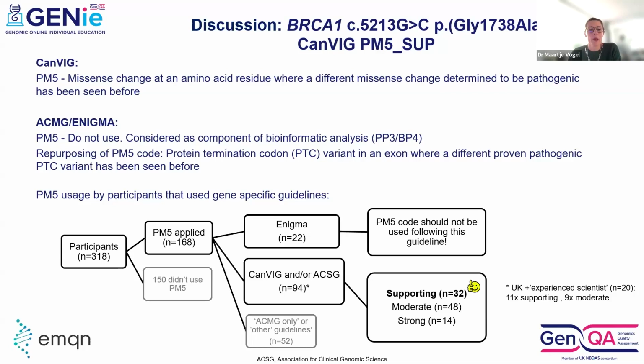So when we look at the PM5 usage by the participants that use gene-specific guidelines, and that's in the figure below on the slide, we see that of the 318 participants, 168 applied PM5. 22 of them used the ENIGMA guideline, and as I just told you, the PM5 code should not be used following this guideline. 94 participants used the CANFIG guidelines, and then they applied the code PM5, which is correct, at different levels. 32 of them used level supporting, and that is what we think is the correct weight you should give this piece of evidence. And I'll explain that on the next slide, please.